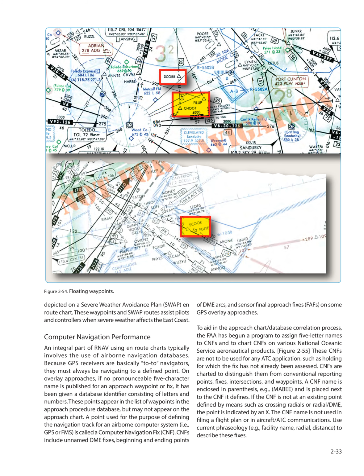A CNF name is enclosed in parenthesis, for example, (MABI), and is placed next to the CNF it defines. If the CNF is not at an existing point defined by means such as crossing radials or radial DME, the point is indicated by an X. The CNF name is not used in filing a flight plan or in aircraft ATC communications. Use current phraseology, for example, facility name, radial, distance, to describe these fixes.